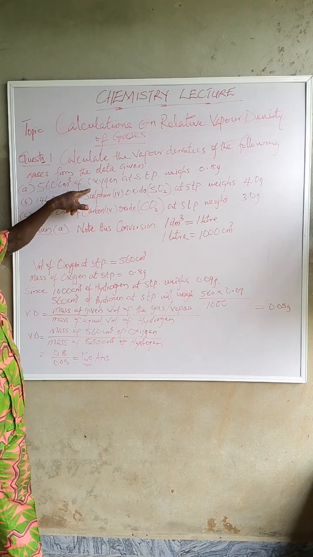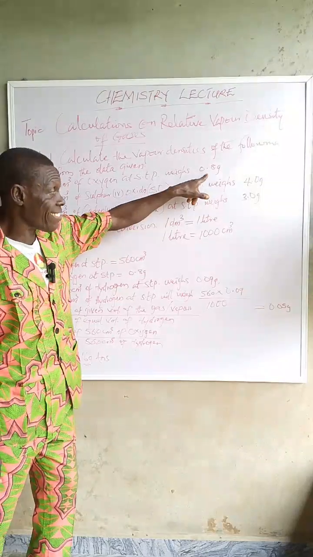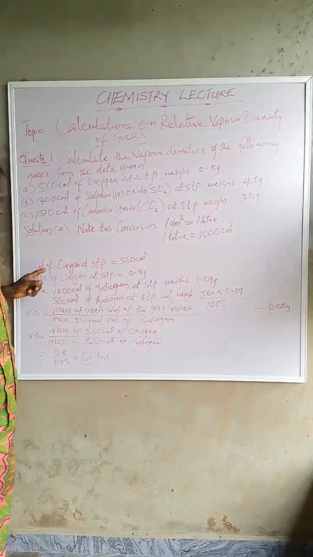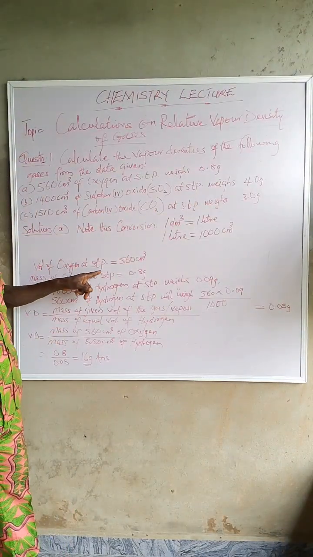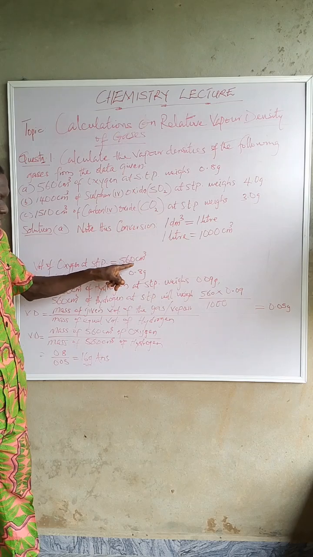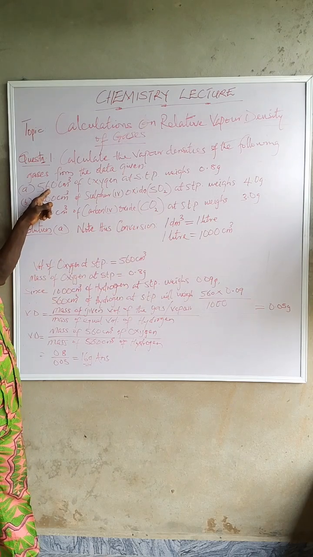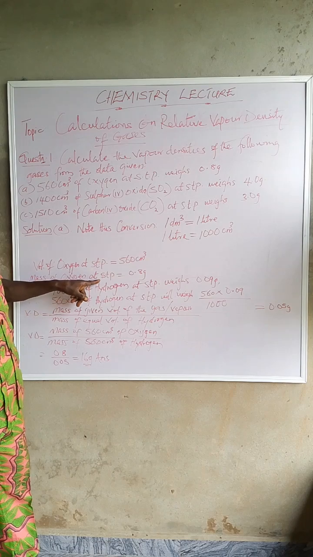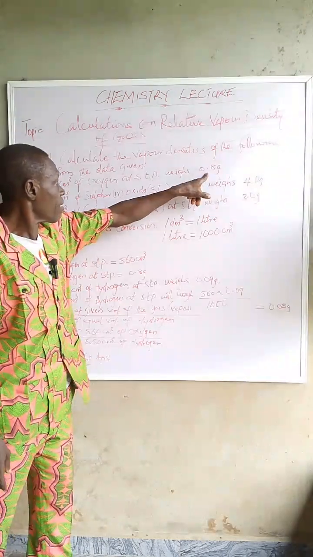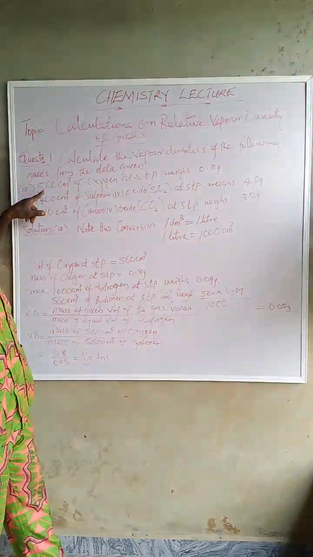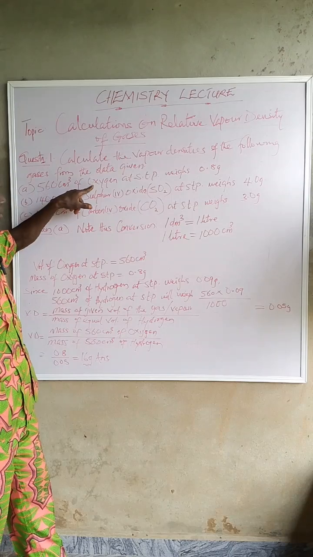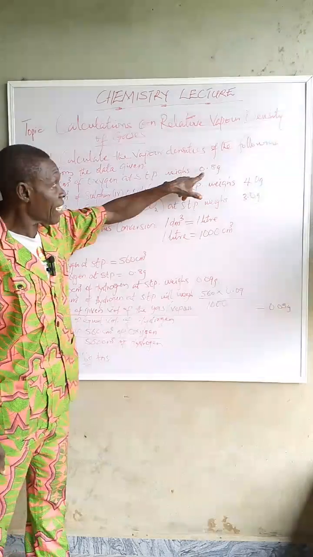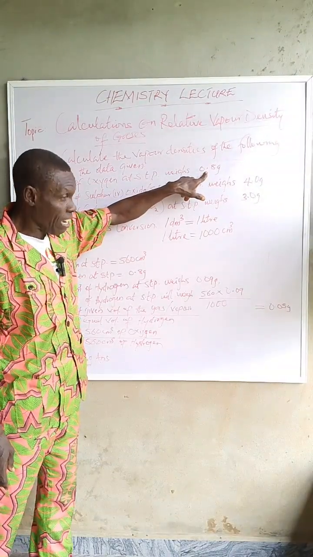560 cm cube of oxygen at STP is weighing this. So the volume of oxygen at STP is 560 cm cube, which is here already. Then the mass of oxygen at STP is 0.8 grams. It's given here. Look at it now: 560 cm cube of oxygen at STP weighs 0.8 grams.